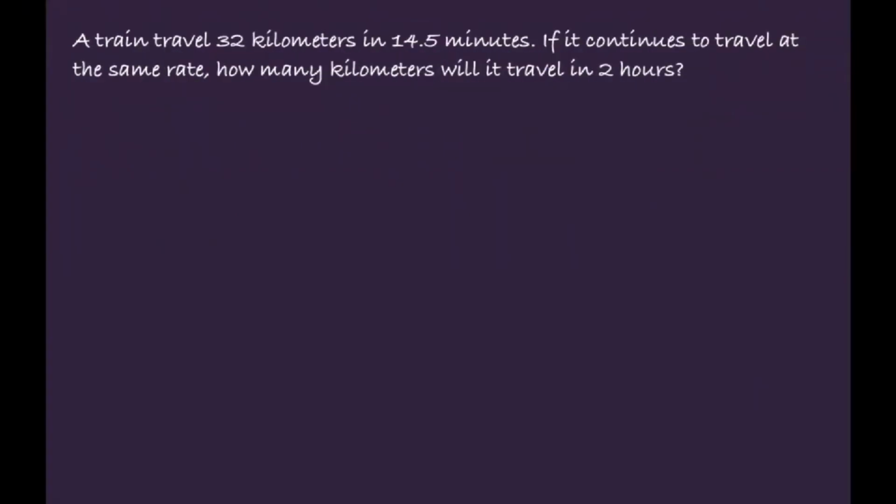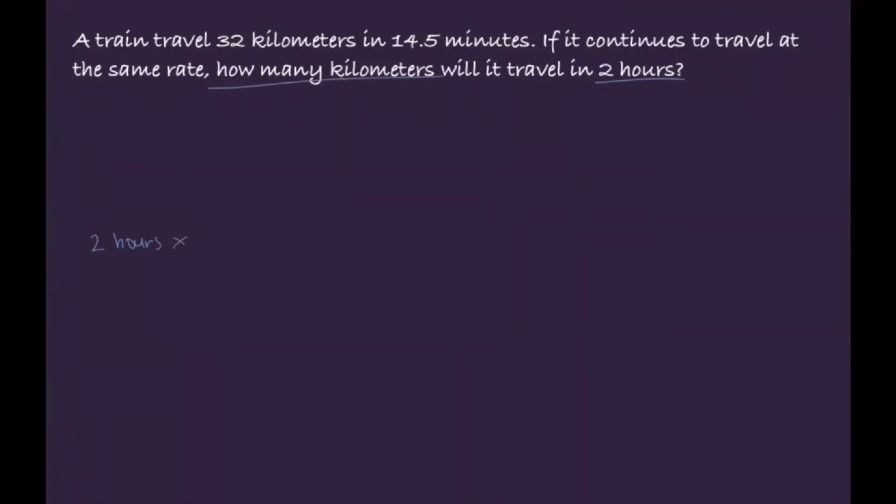So let's take a look at this problem. Pause the video and see if you can do it. A train travels 32 kilometers in 14.5 minutes. If it continues to travel at the same rate, how many kilometers will it travel in 2 hours? So once again, 2 hours is our given, and our goal is to get kilometers.